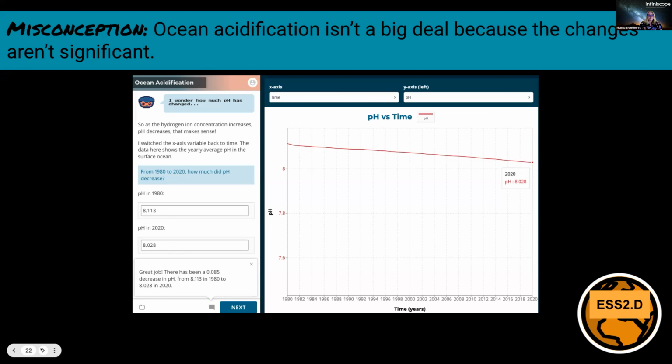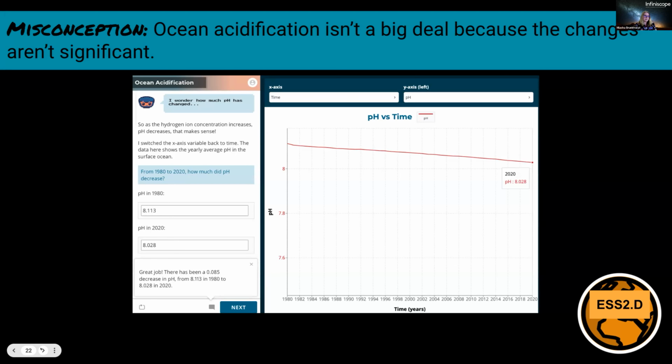So to tackle this misconception, we use a simulation and students dive into the study of pH, and they examine the fluctuating concentration of hydrogen ions in the ocean, and they calculate the change in pH from 1980 to 2020. And they recognize that while these fluctuations might appear minor, it's less than a 0.1 decrease in pH. So that does not seem like a big deal. So it appears minor, but really it operates on a logarithmic scale. So even though these are slight variations in pH, they indicate significant shifts in hydrogen ion concentrations, which comes out to about a 20% increase in acidity.